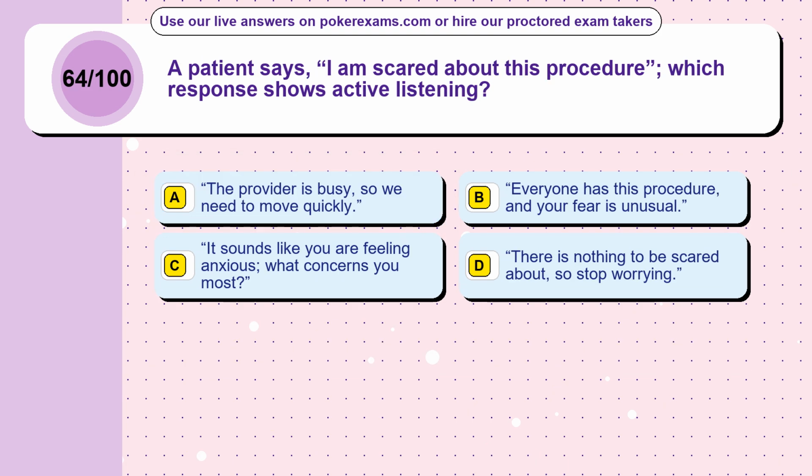Question 64. A patient says, "I am scared about this procedure." Which response shows active listening? Option A, the provider is busy, so we need to move quickly. Option B, everyone has this procedure, and your fear is unusual. Option C, it sounds like you are feeling anxious, what concerns you most? Option D, there is nothing to be scared about, so stop worrying.